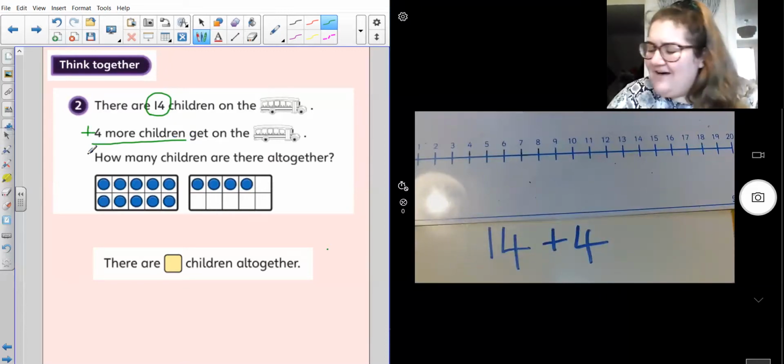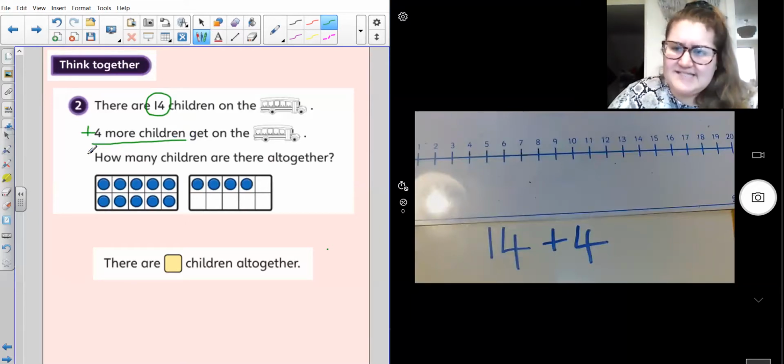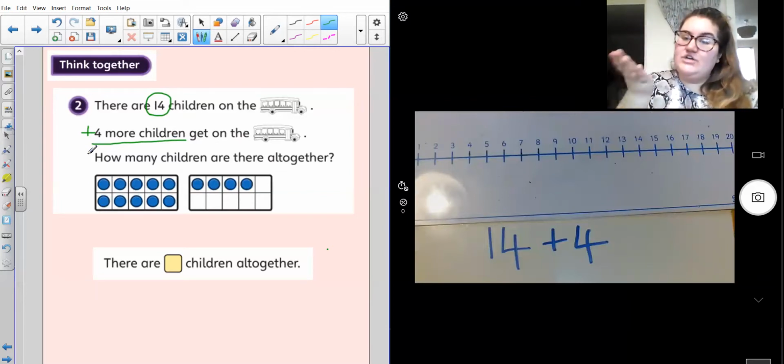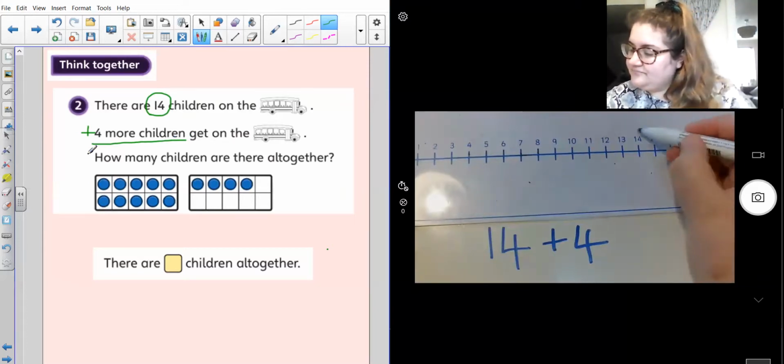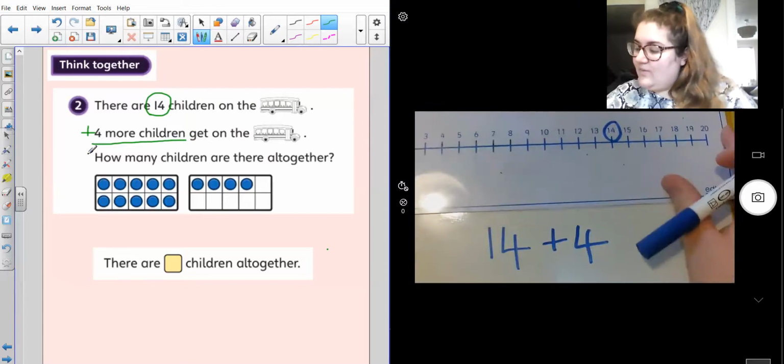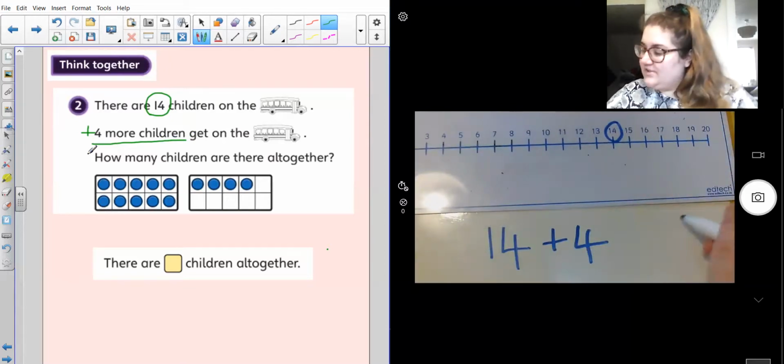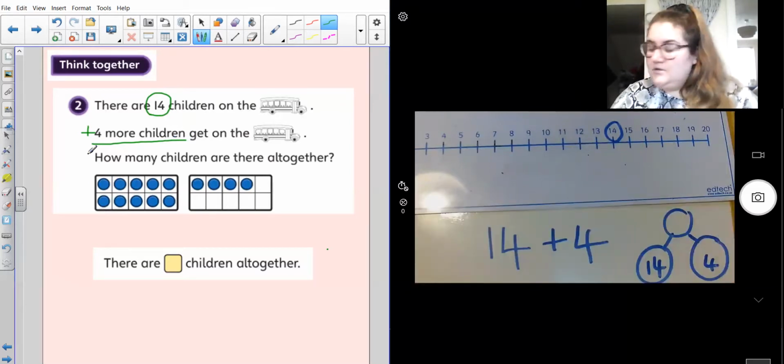So where do I need to start? I've got a bit confused and I don't know whether I should start at 0. Where should I start? I should start at my first part, which is 14. Because that is the number we are starting with. That is our first part. Okay, so we've got 14 here, and we're adding 4, and we're trying to find the whole.